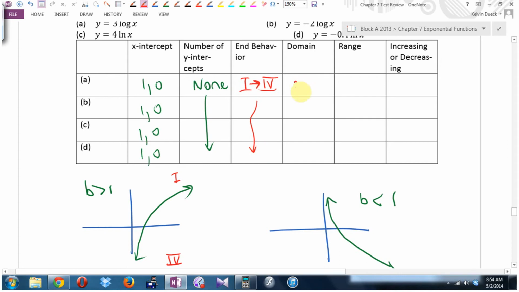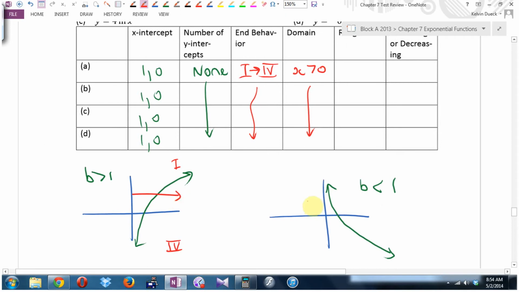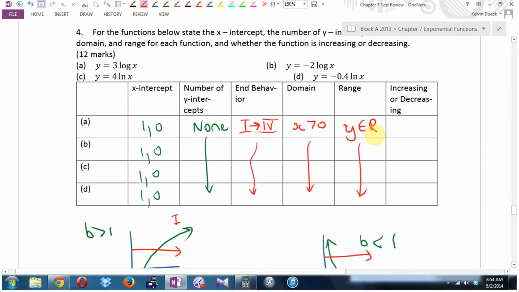Domain for all of these, it's everything to the right of x. It's that, but not touching 0. Range, it's everything up and everything down. The range is all reals. Increasing or decreasing, it depends upon the log base. It depends upon either the log base or whether it's negative or positive.